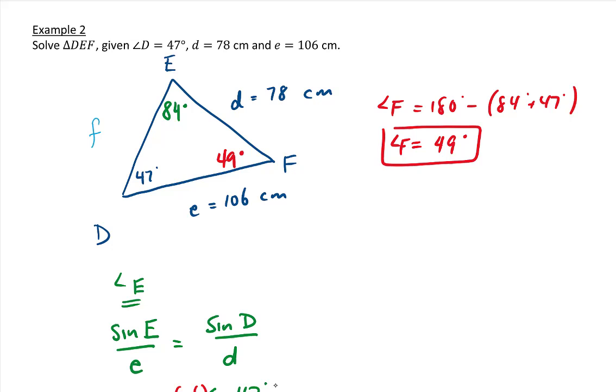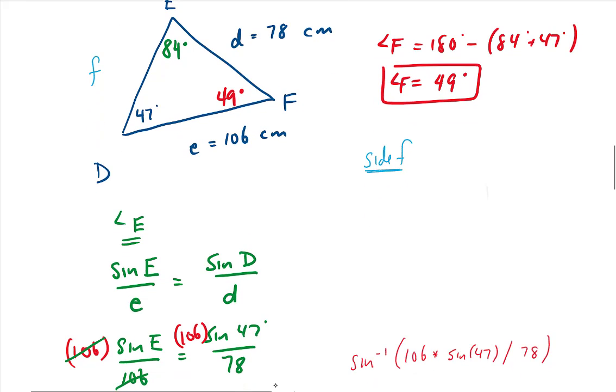So to find side F, this is the same thing that we did above. We need to start with one unknown. And remember, we're using our sine law. So we're going to get F over the sine of angle F. Notice I started with the side on top because that's what I'm looking for. And again, the known ratio that we have is D over sine of angle D.